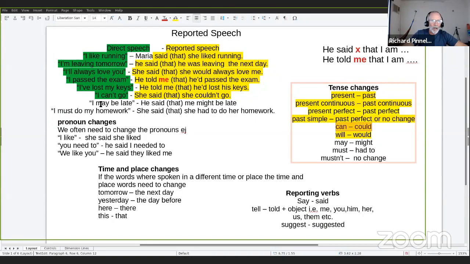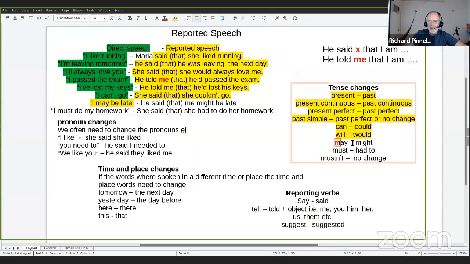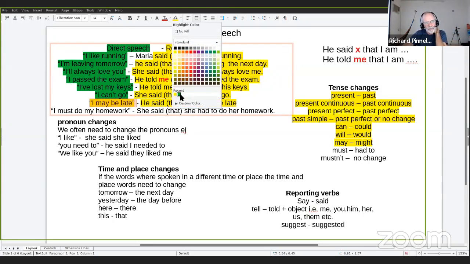Next example, I may be late. This time using the modal verb may, which we use for possibility. And if we have may in the direct speech, then we need to use might in the reported speech. Actually I got this one the wrong color. I want to do these ones green. So let's make that green.